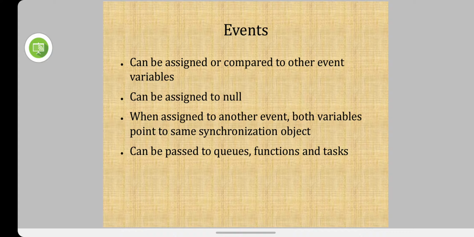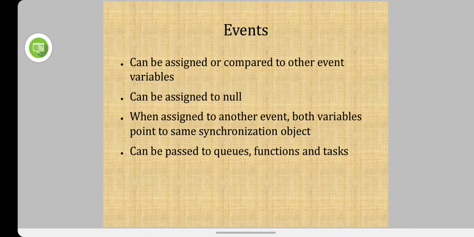So coming to the description, events can be assigned to or compared with other event variables. They can be assigned to null, and they can be compared with other event variables as well. When assigned to another event, both variables point to the same synchronization object. So what it is telling us is that when one event is assigned to another event, both variables point to the same synchronization object.